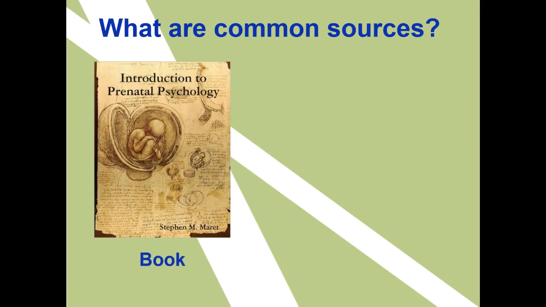Now, what are the common sources? Well, here's a book that I wrote. You could cite a book. That's a common source, although not in the paper you're going to write for this class, because this class requires you to write a literature review paper, but certainly in some of your other classes you will cite books.